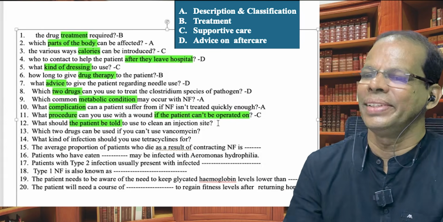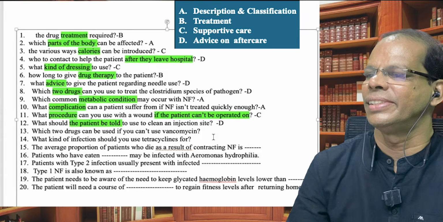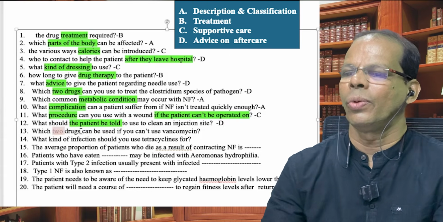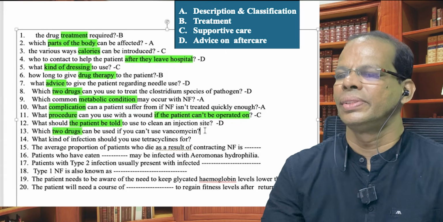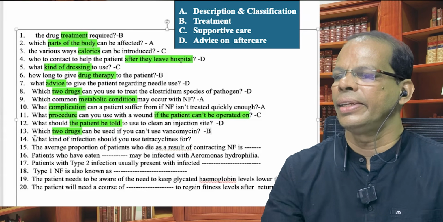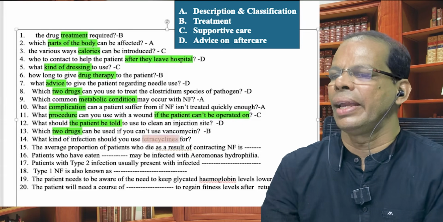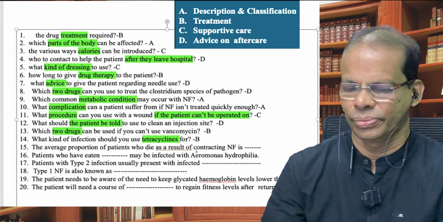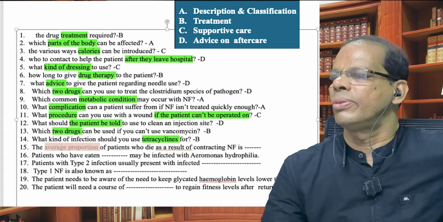So, the patient be told. Which 2 drugs again? How simple and easy. Treatment. B, right? Yeah. 14th one. What kind of infection should you use tetracyclines for? What kind of infection should you use for tetracycline treatment, right? 15. The average proportion of patients who die as a result of contracting NF is... proportion, average proportion. Yeah. 16. Patients who have eaten dash may be infected with Aeromonas hydrophila.